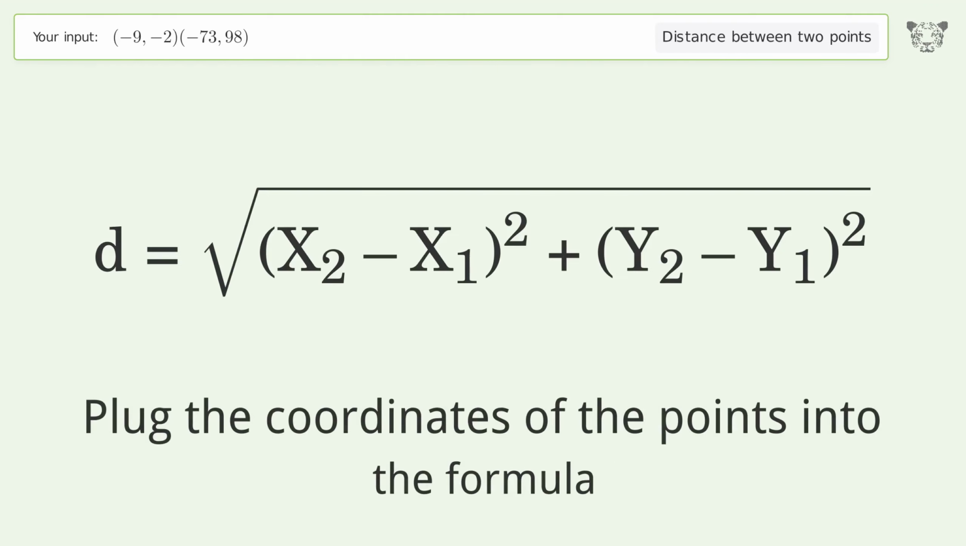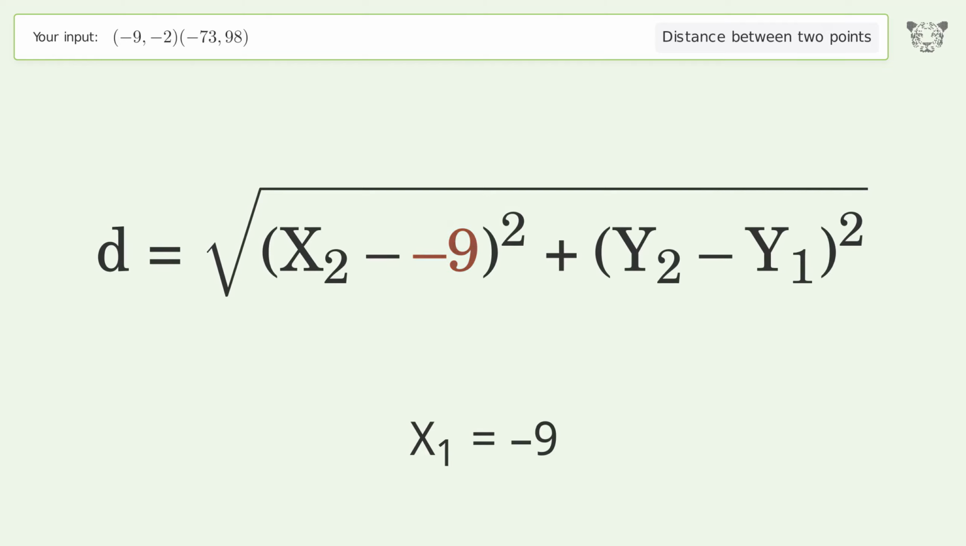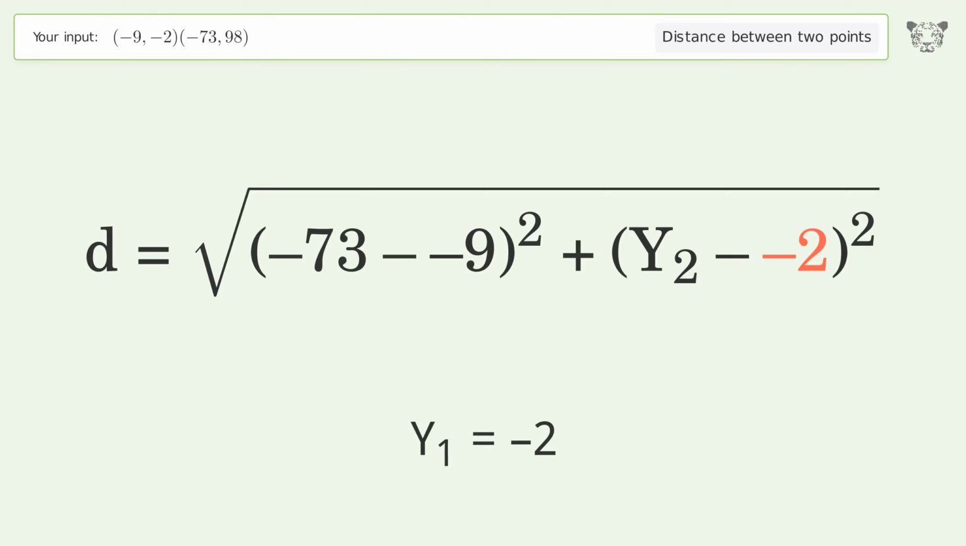Plug the coordinates of the points into the formula. x1 equals -9. x2 equals -73. y1 equals -2. y2 equals 98.